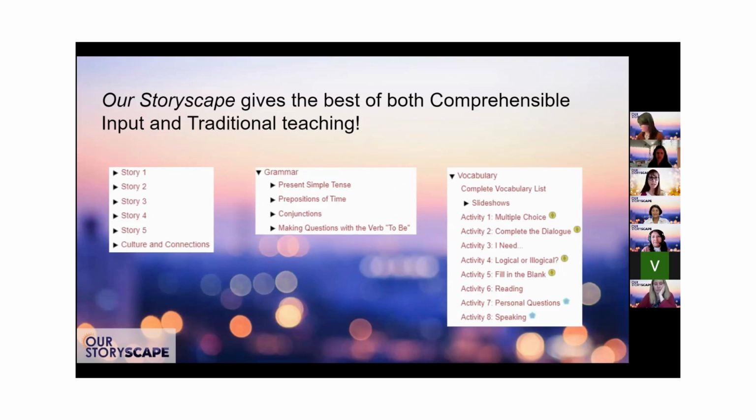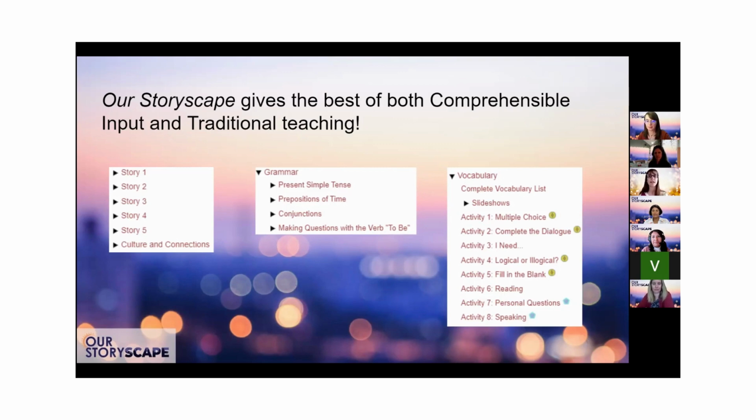So what I have here are some excerpts that are taken right from the menu of the text. So you can see we have our comprehensible input source here. So you've got some stories that go along with it, 5 stories. That's the CI part. That's the comprehensible input where you're going to be using these strategies. But you also have your grammar, which is just falling back on what you know. So you know how to teach grammar, you can do that. You also have some vocabulary sections.